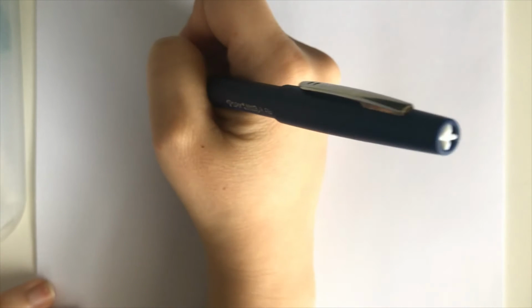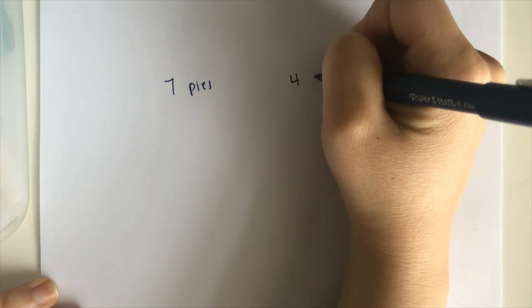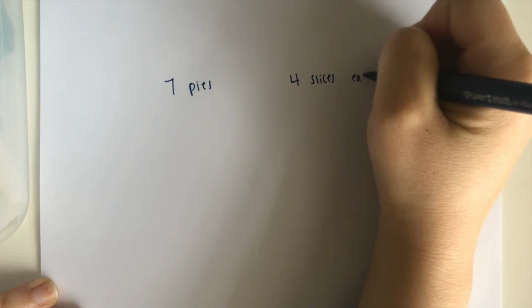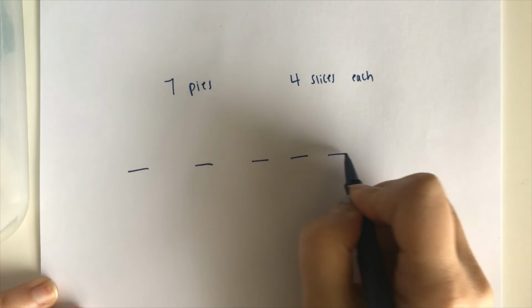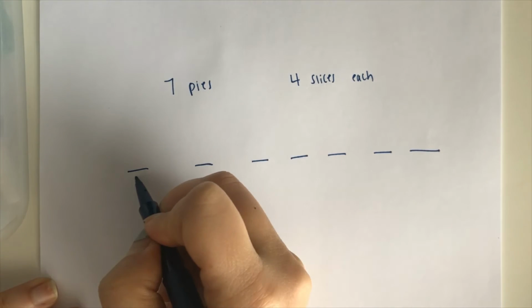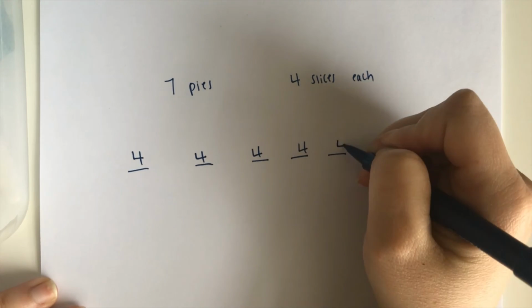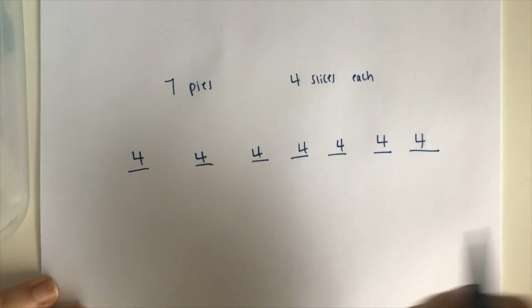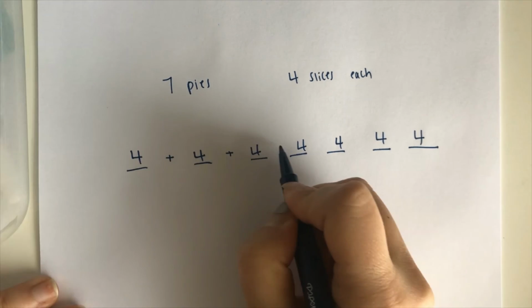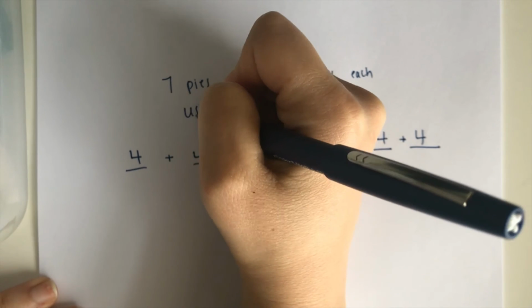Our last method is really similar, but you can actually do it like this, where you line them up all straight in a row. So how many pies do you have? 7. 1, 2, 3, 4, 5, 6, 7. And how many slices do you have in each? 4 in each. Then you're going to add them together, but I'm actually going to do doubles this time. So you're using doubles in this one.